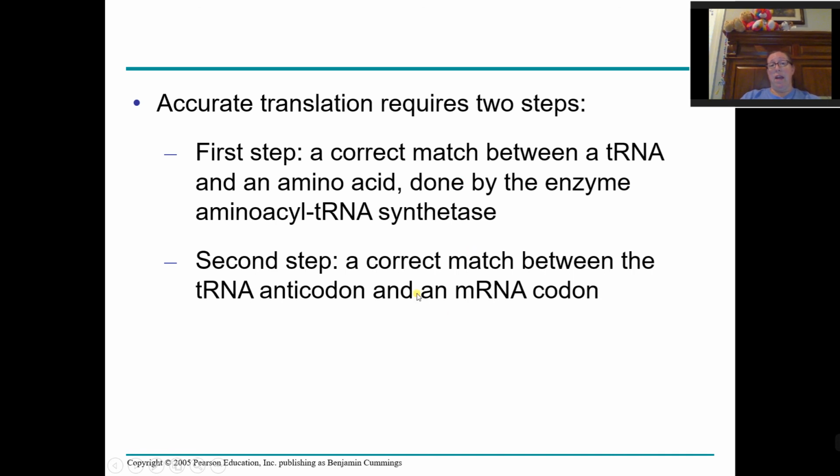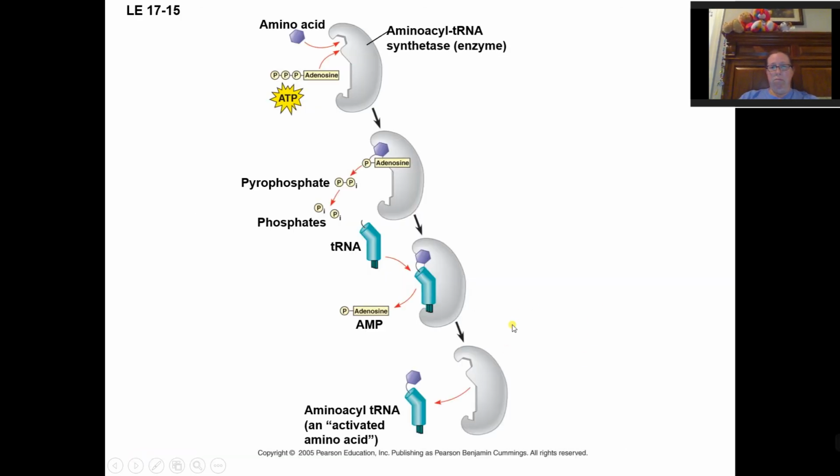And you have to have the correct match between the anticodon and the codon. So, if you have AAA in your codon, then you need to have what in your anticodon? Well, you need to have UUU in your anticodon. And remember, what does it read? The system always reads the mRNA. Please remember that.